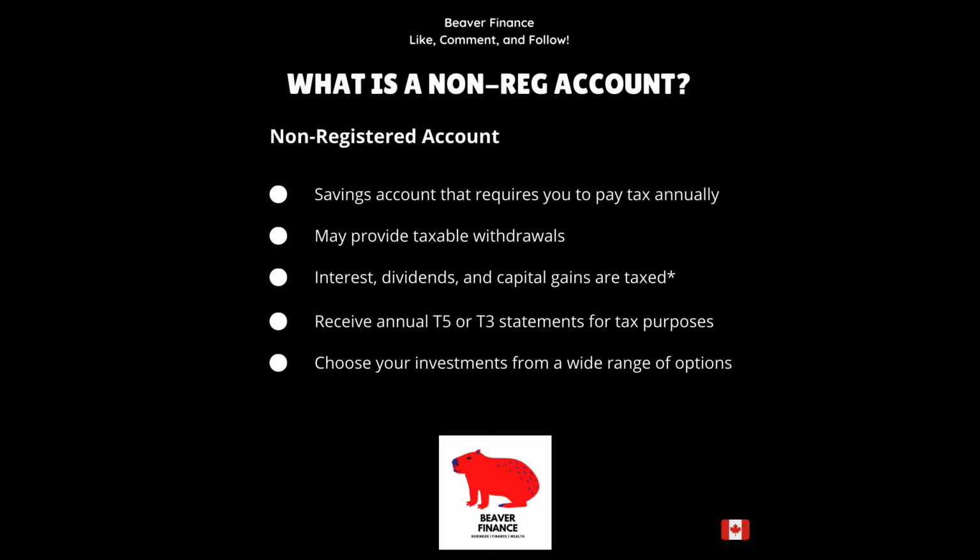Interest is 100% taxable. So what that means is if you earn $1,000 that year in interest, you will simply add $1,000 onto your income and pay tax at your marginal tax rate. It's the most straightforward, but it's not the most efficient. So if we can avoid earning interest in a non-reg account, that would be the best.